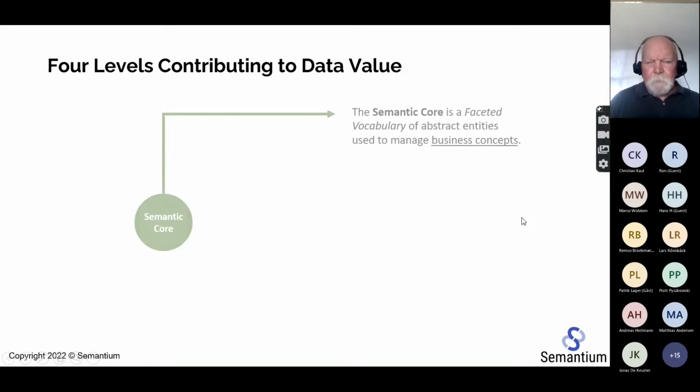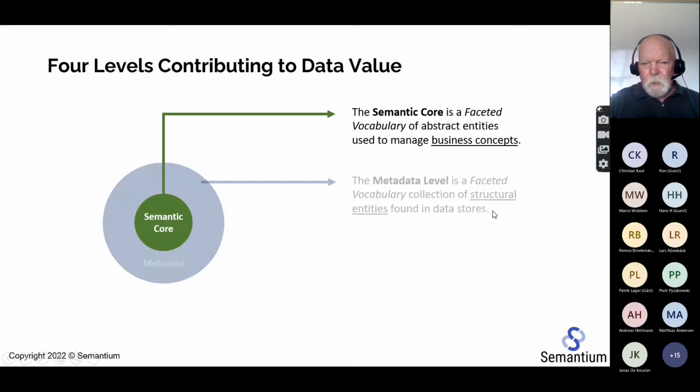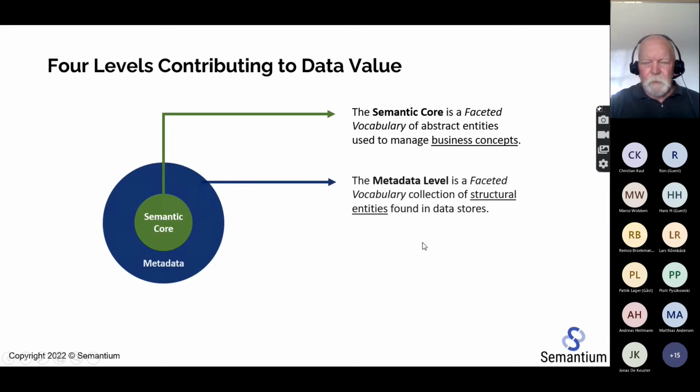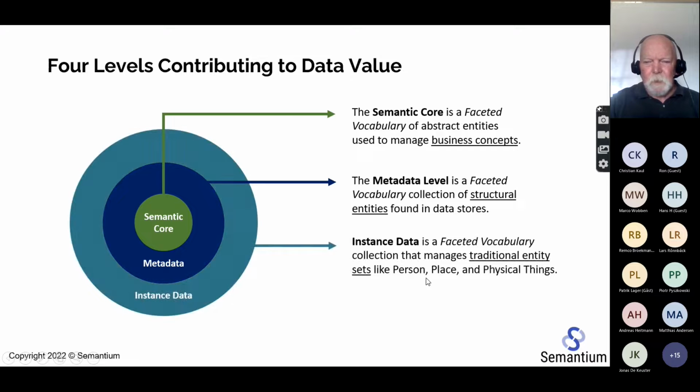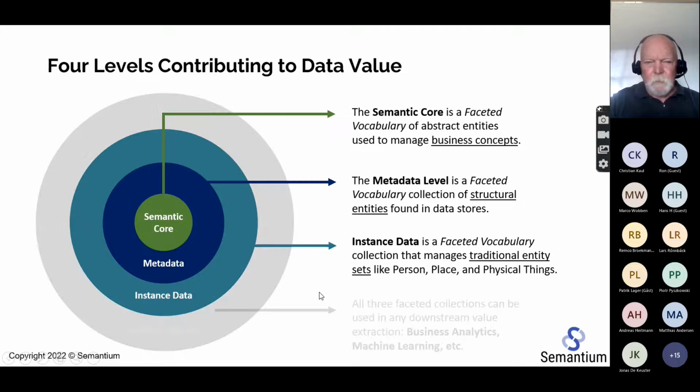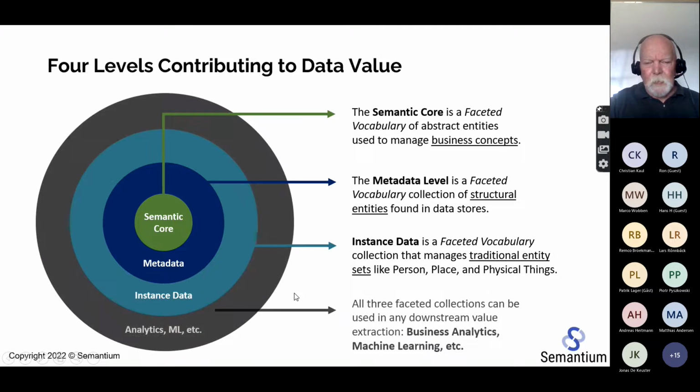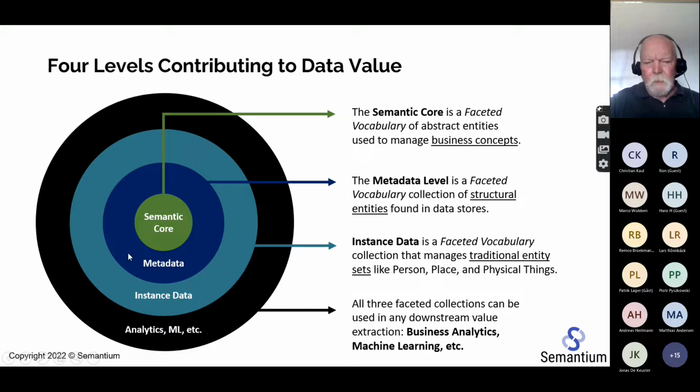So here's sort of the concentric circle about how these all work together. The semantic core is a faceted vocabulary of abstract entities. The metadata level is a faceted vocabulary. These all use exactly the same classification techniques. These are structural entities found in data stores. Instance data is a faceted vocabulary of traditional entity sets like person, place, and physical things. And then finally, the outer layer, supported by the 3 inner circles, is where the analytics show up.